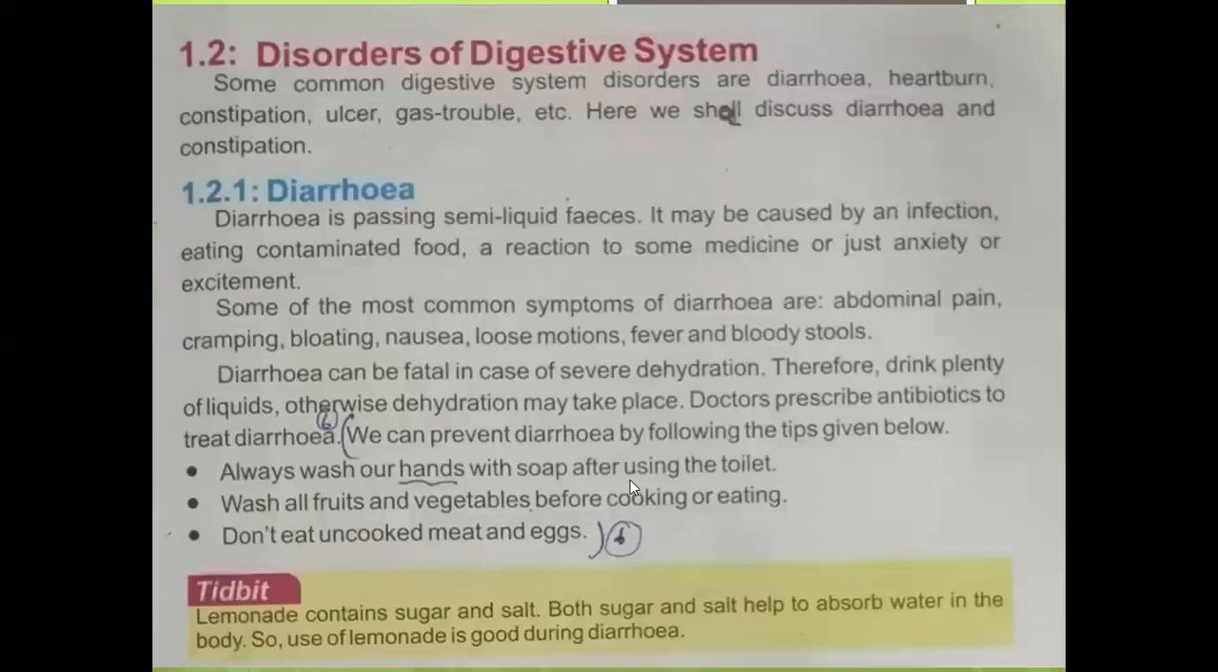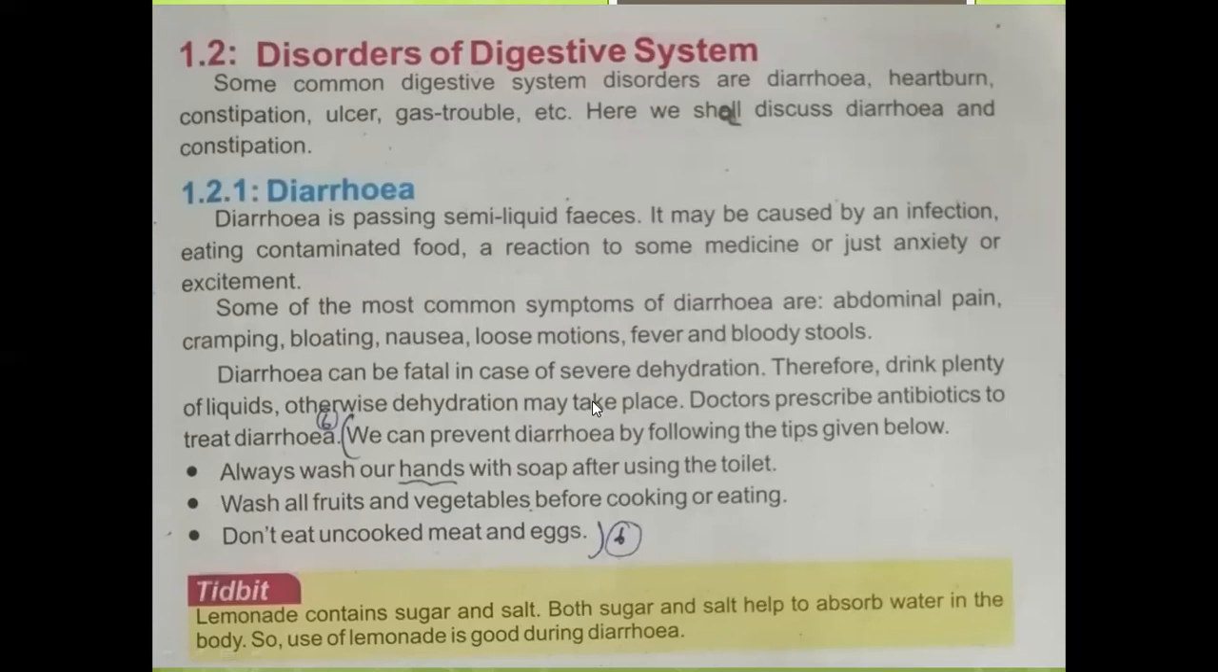Some common digestive problems I told you are diarrhea, heartburn, constipation, ulcer, and gas trouble. Diarrhea is passing semi-liquid feces. It may be caused by an infection, eating contaminated food, reaction to some medicine, anxiety, or excitement. Symptoms I told you: abdominal pain, cramping, bloating, nausea, loose motion, fever, and bloody stool. Diarrhea can be fatal, due to dehydration and loss of electrolytes from the body.